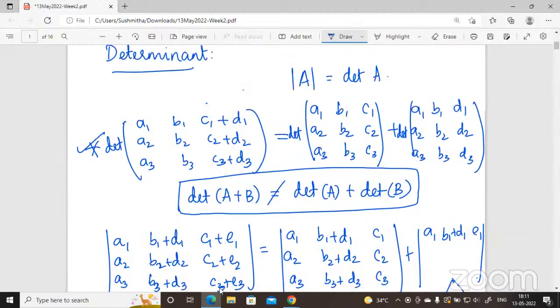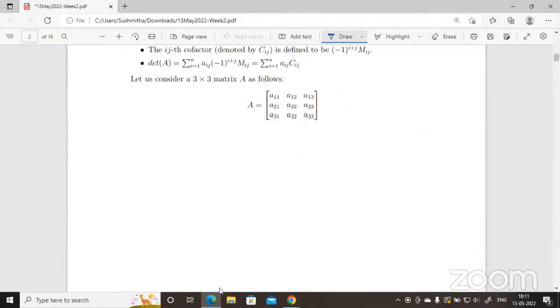So now using this property, what I was telling is, let me jump.